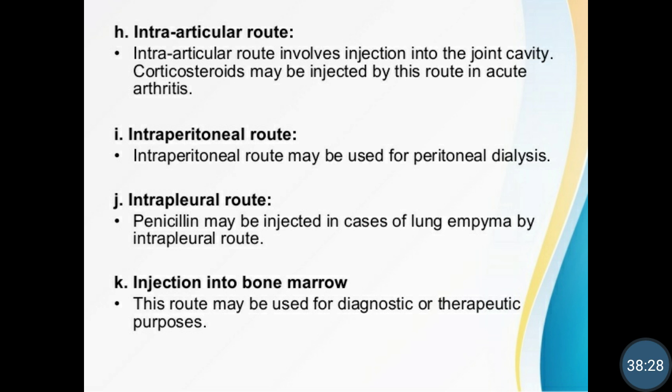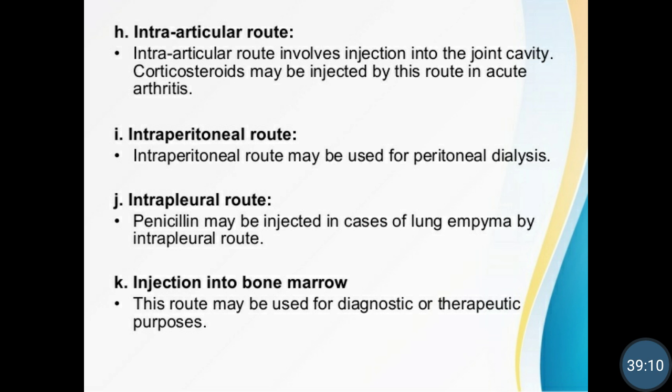The next one is the intrapleural route. Okay, so penicillin may be injected in case of lung emphysema by the intrapleural route. Intrapleural means the pleural cavity. Okay, that is the cavity which surrounds the lungs, or the space around the lungs, known as the pleural cavity. In that cavity, the intrapleural injections are given.